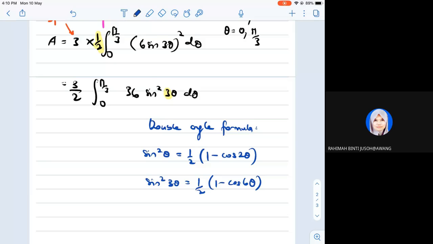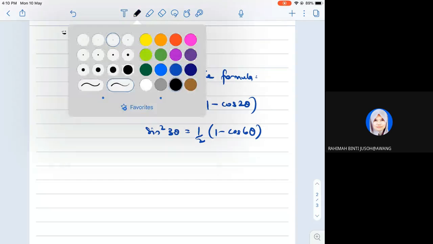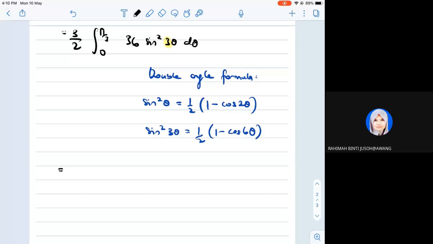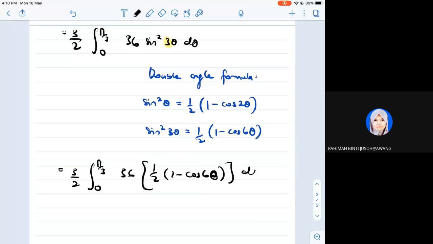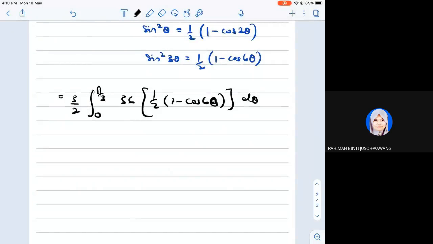All right. So now we can proceed with the integration. It becomes 3/2 times the integral from 0 until pi over 3 of 36 times 1/2 times 1 minus cos 6 theta d theta. Alright. So 36 divided by 2 is 18. Okay, 18 divided by 2 here becomes 9, times 3 is 27.